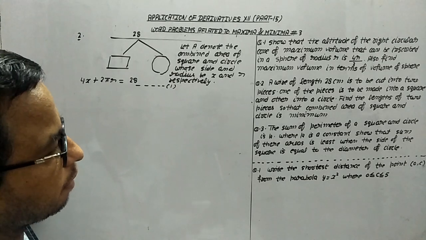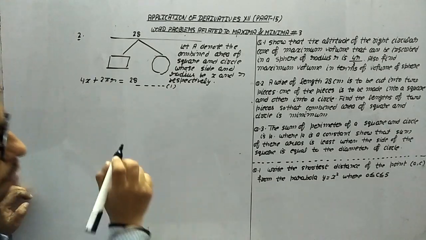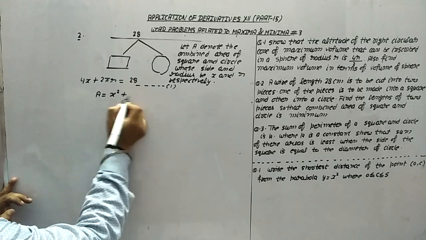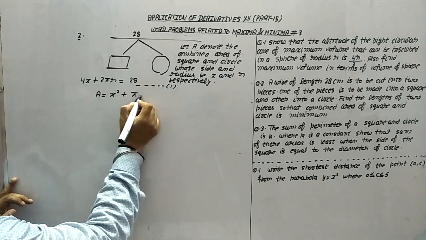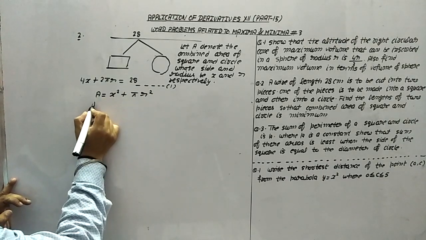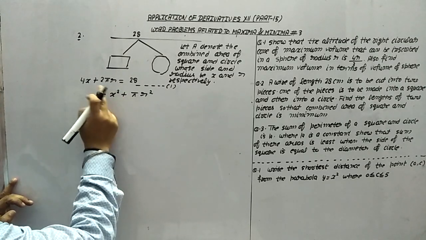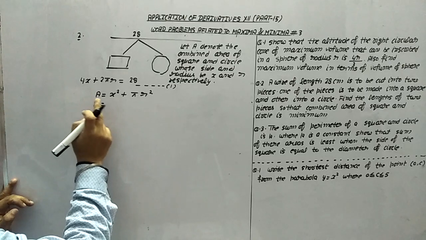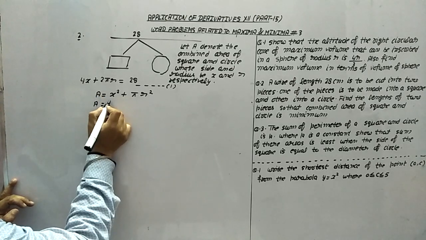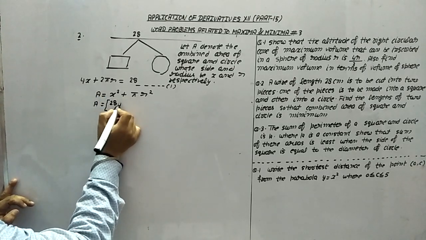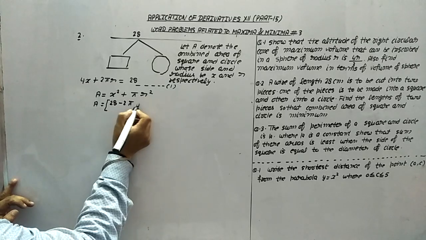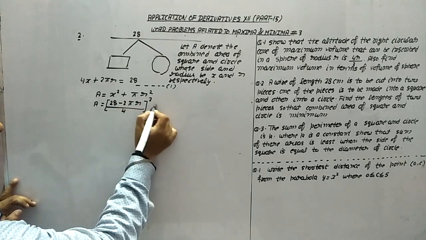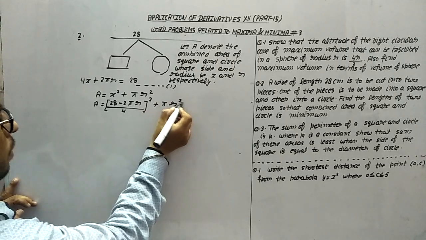Now we have to show that area is minimum. So area is equal to x square plus pi r square. From the first equation, substitute the value of x. So then what will come? (28 minus 2 pi r) upon 4, whole square, plus pi r square.